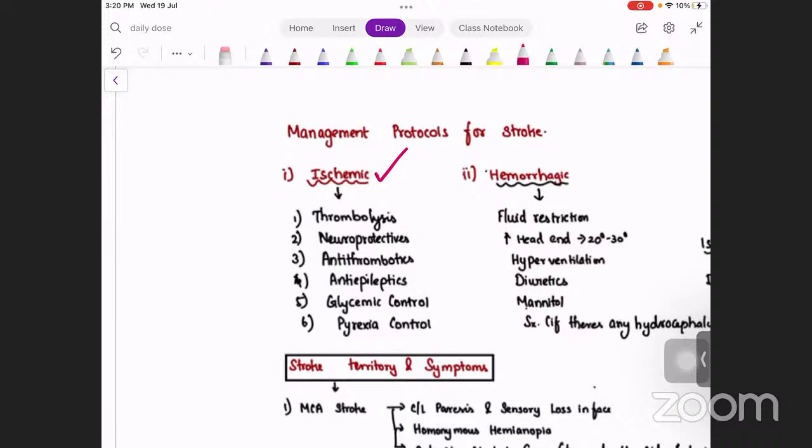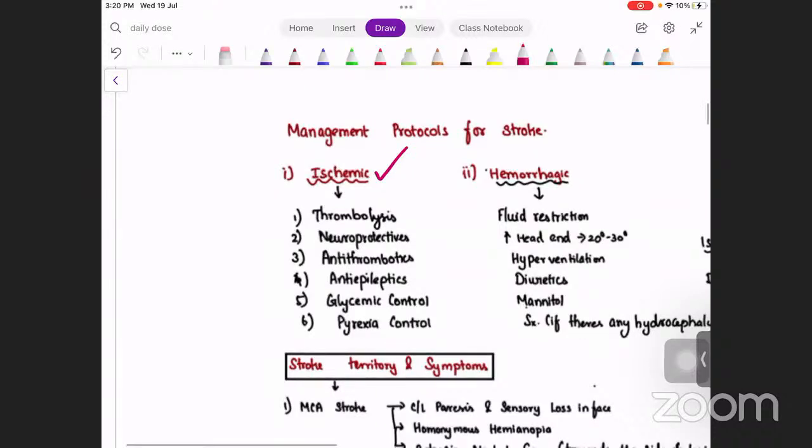You have to make sure you have added everything in this patient's drug chart first. Okay, first one, you can try the thrombolysis with the thrombolytic agent. And if the thrombolysis period has been crossed, then you can give any blood thinners, for example heparin or enoxaparin. Any of these agents you can give. One is thrombolysis, and you have to add a neuroprotective.